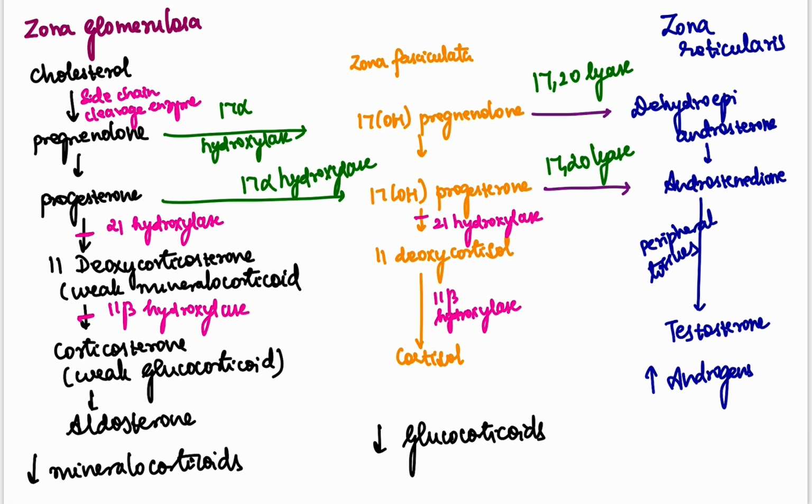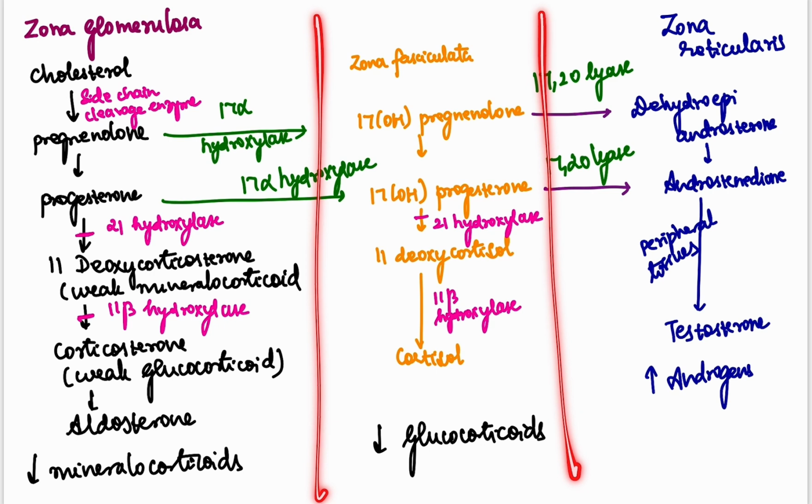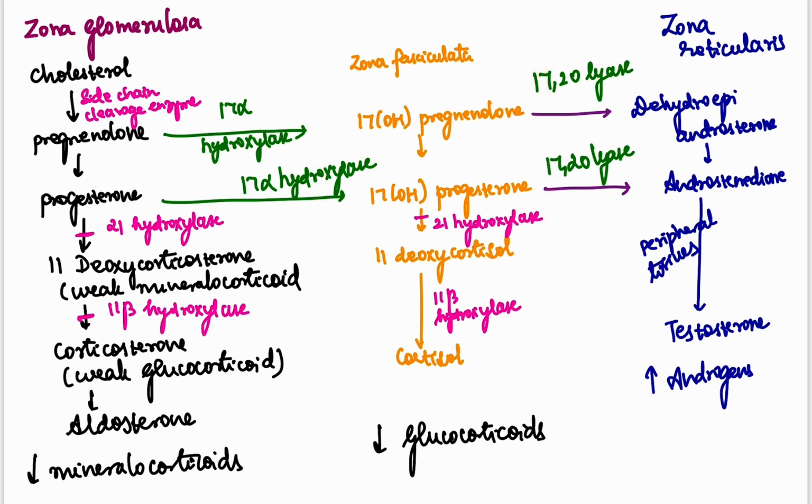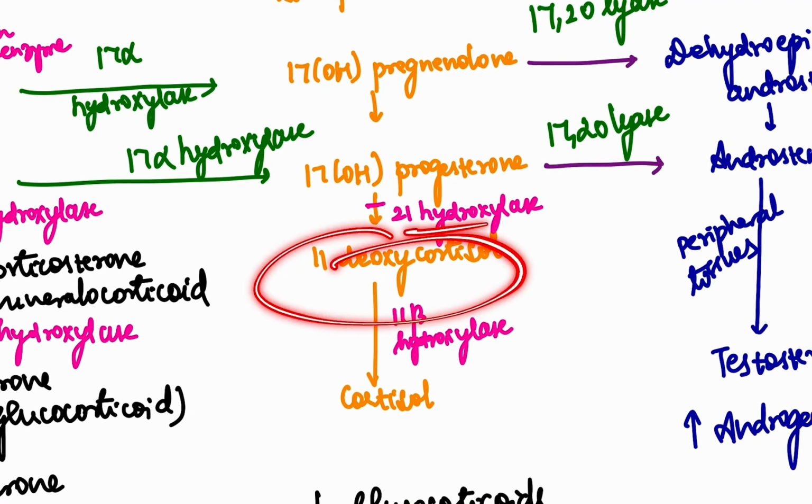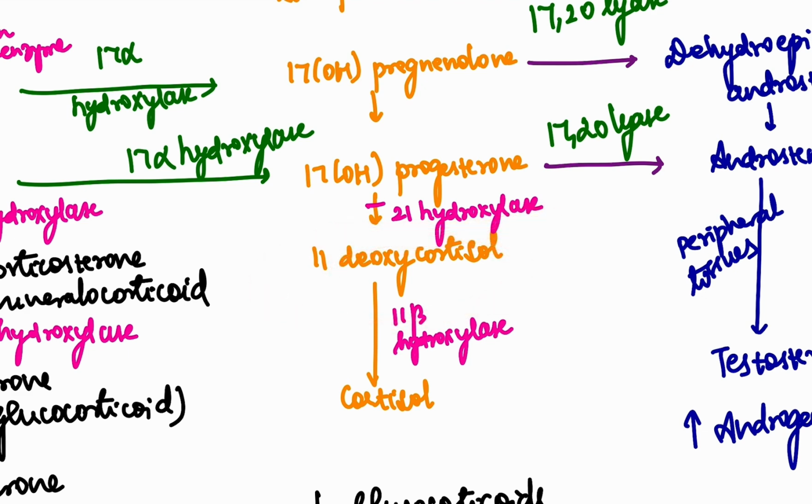So pregnenolone is converted into 17 hydroxypregnenolone with the help of 17 alpha hydroxylase. Similarly, progesterone is converted into 17 hydroxyprogesterone with the help of 17 alpha hydroxylase. This is going to happen in zona fasciculata. And again, 17 hydroxypregnenolone is converted into 17 hydroxyprogesterone. 17 hydroxyprogesterone is converted into 11-deoxycortisol with the help of 21 hydroxylase. 11-deoxycortisol to cortisol with 11-beta hydroxylase.